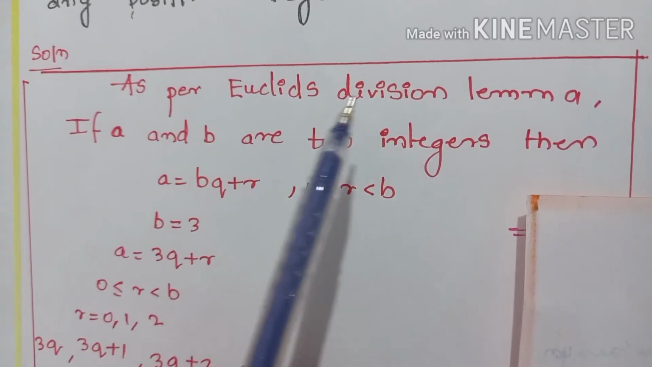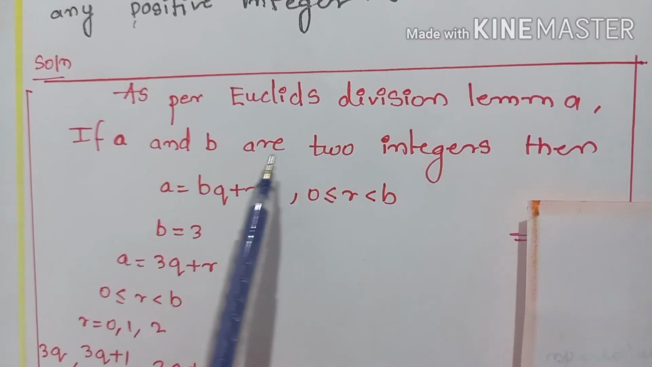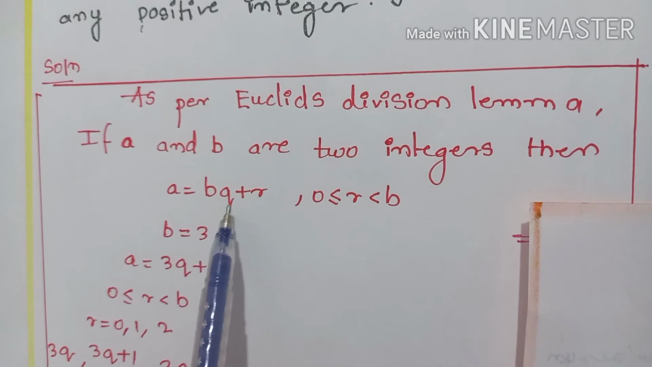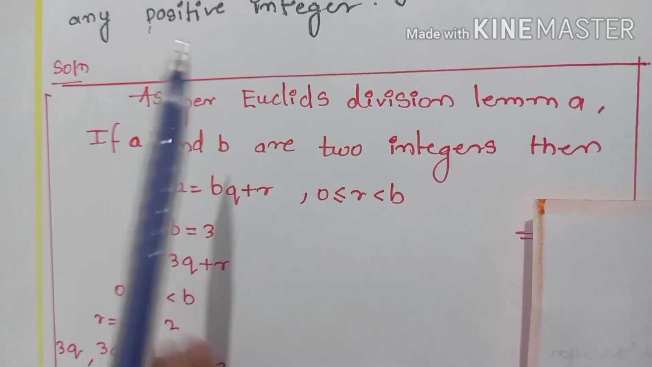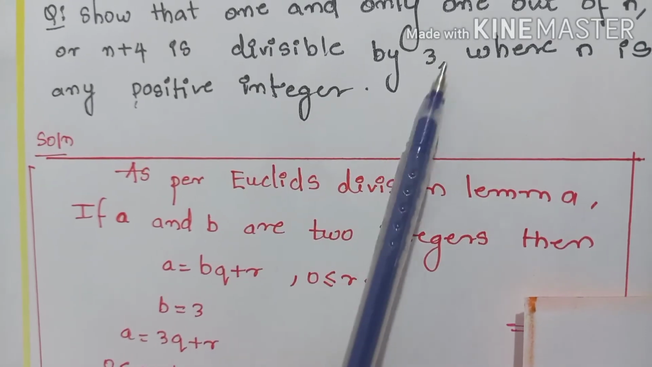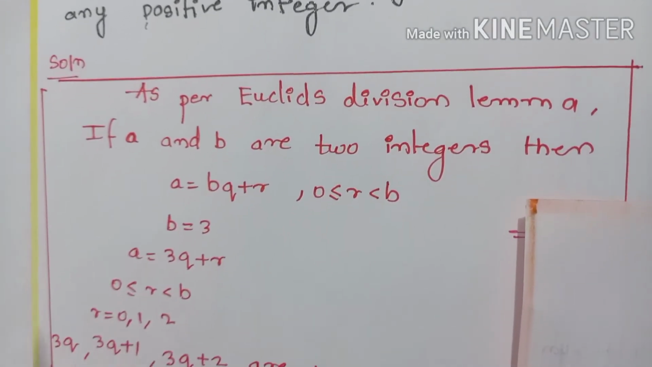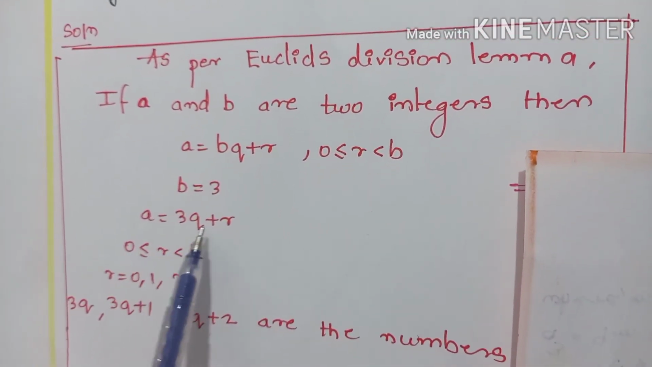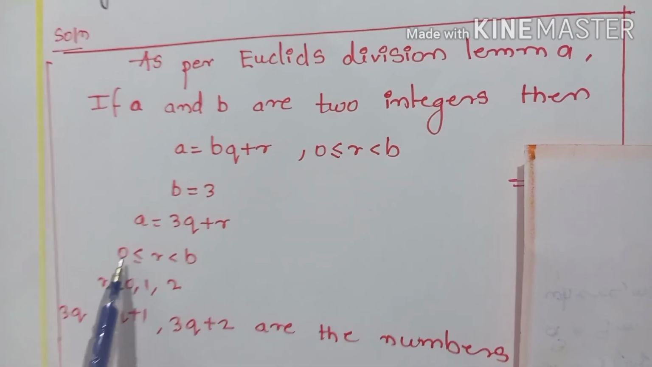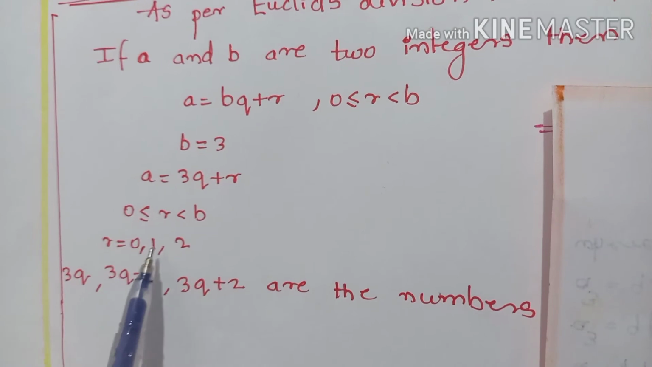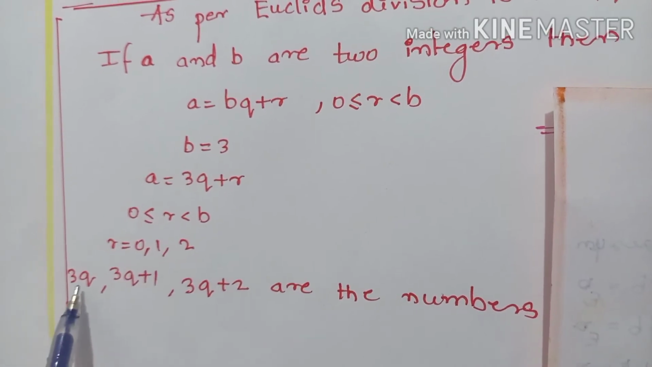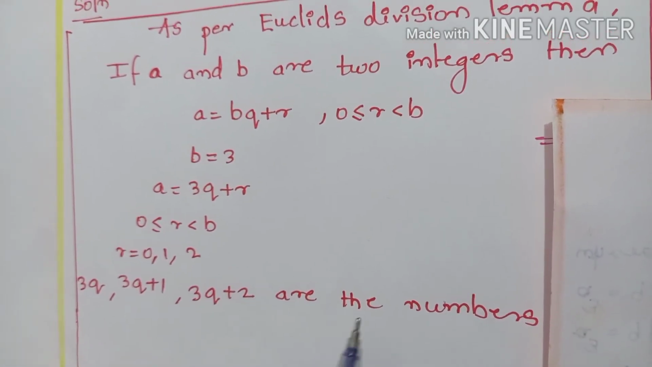As per Euclid's division lemma, if a and b are two integers, then a is equal to bq plus r, where r lies between 0 and b. Now they are asked for divisibility by 3, so we assume b as 3. That gives us a is equal to 3q plus r. As per the condition, r lies between 0 and b, so r will be 0, 1, 2. So the numbers will be 3q, 3q plus 1, 3q plus 2.